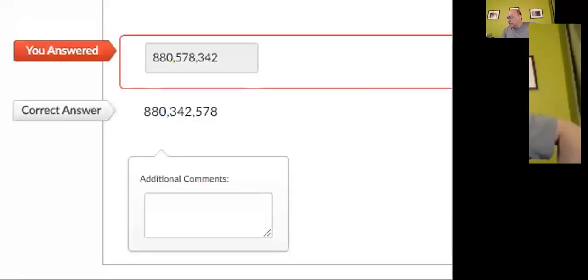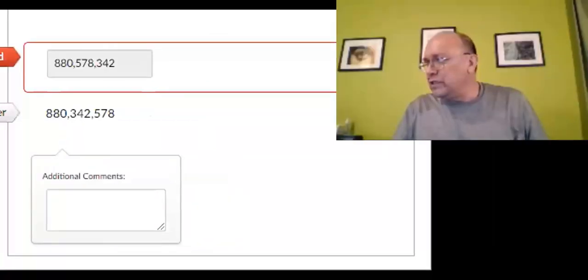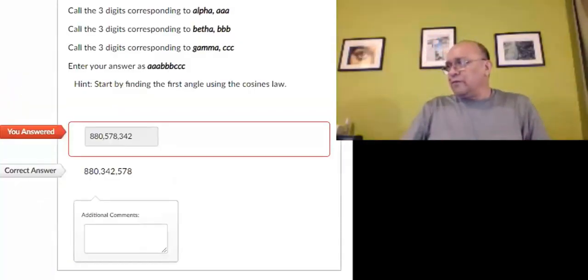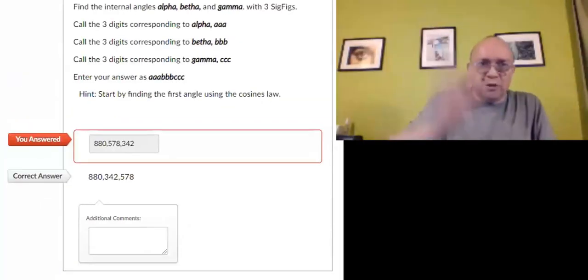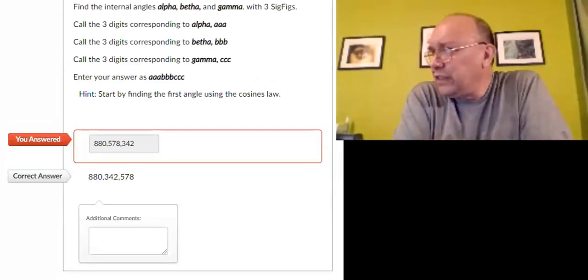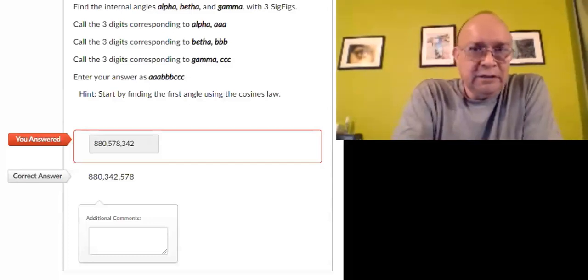Let's see, first one. Okay, let me share some screen here. This is from quiz number 2, from somebody that already answered the quiz. This is one of those questions that you get on my quizzes. This question has 3 answers: find internal angles alpha, beta, and gamma with 3 significant digits, right?